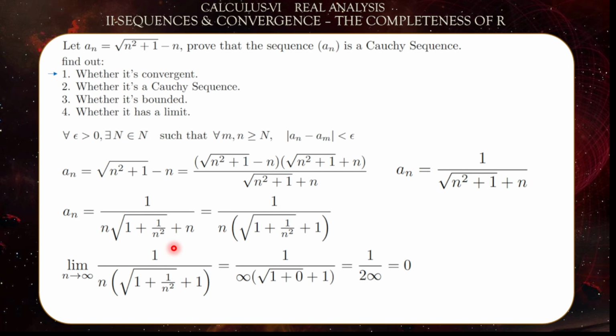So the limit of an as n approaches infinity is the limit of 1 divided by n times (the square root of 1 plus 1 divided by n squared, plus 1). As for 1 divided by n squared, it decays very quickly given that it is a squared value. So what we end up with is 1 divided by infinity multiplied by (the square root of 1 plus 1), which is 1 divided by 2 times infinity, equal to 0. The limit exists and is finite, so the sequence is convergent.